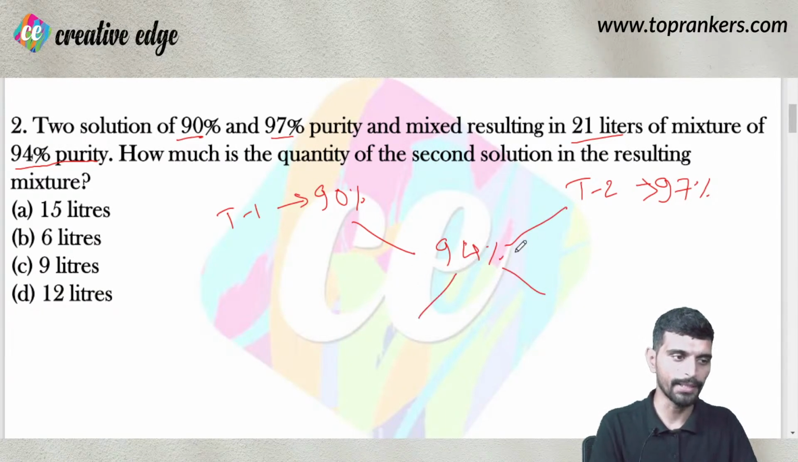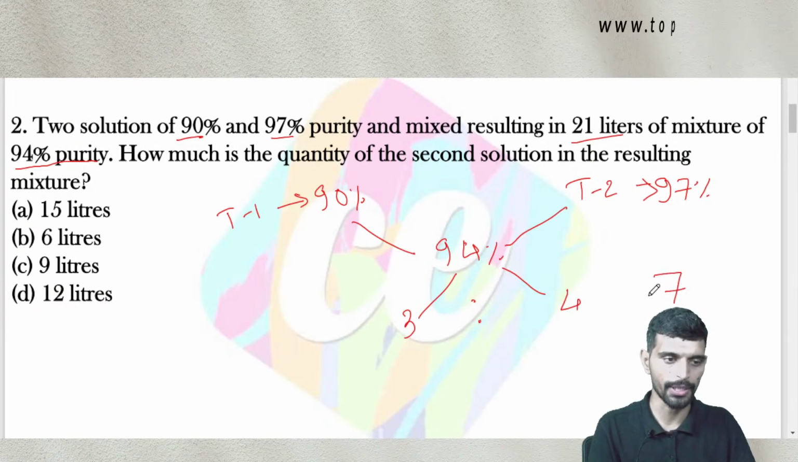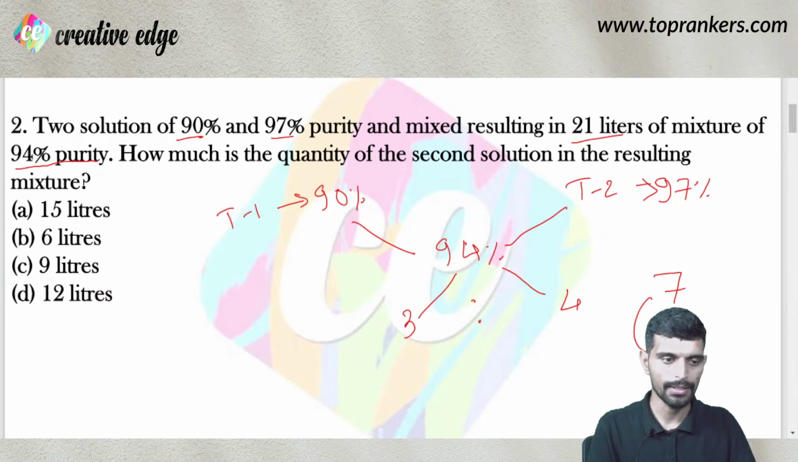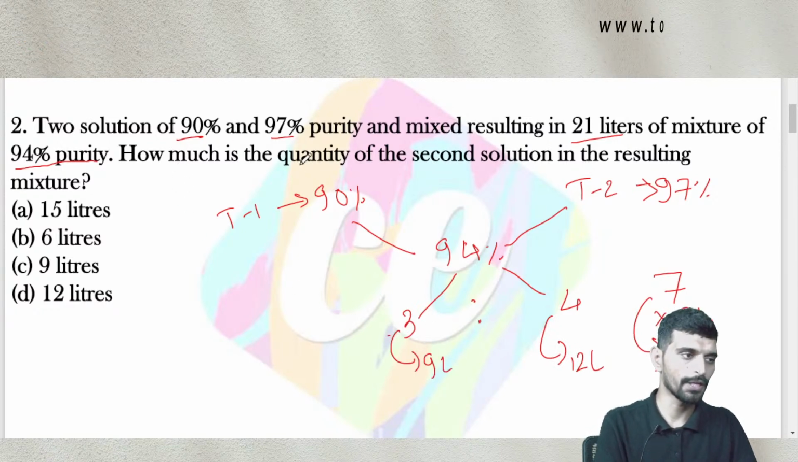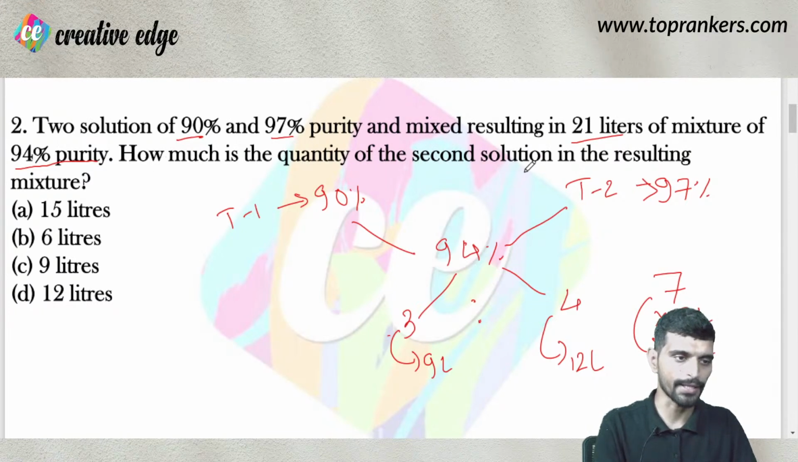Here we will apply the allegation method: 94 minus 90 gives you 4 and 97 minus 94 gives you 3. So the ratio in which these two solutions are mixed, type 1 and type 2, is 3:4. On the ratio scale the total volume of the mixture is 7, but in reality this is 21 liters. So the multiplier will be 3 liters. So type 2 solution is 12 liters and type 1 solution is 9 liters. What we are asked here is the quantity of type 2 solution in the mixture. So that will be 12 liters.